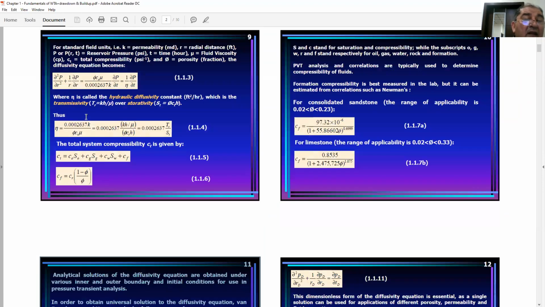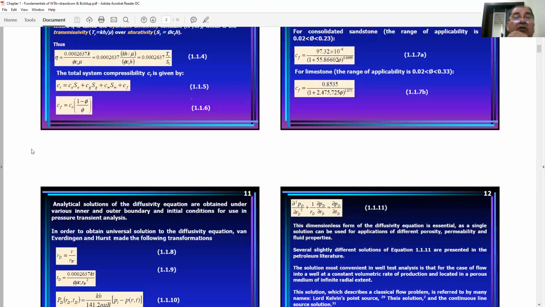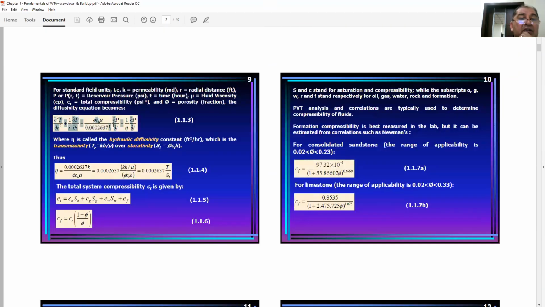Guys, what we have here is r. This is the radius. Radius of what? Radius of any point in the porous media. I mean the distance from the wellbore to some point in the porous media. Now, we need to change this model, the diffusivity equation, from real-time parameters to dimensionless parameters.